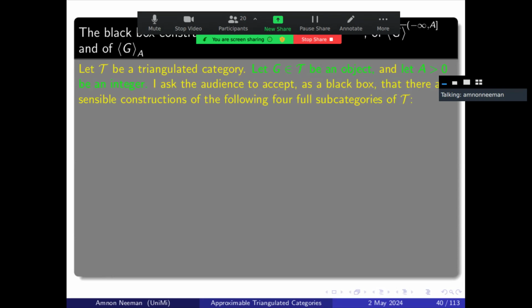So how do you produce new objects out of G? You can shift, you can take direct sums, you can take direct summands, and you can take extensions.